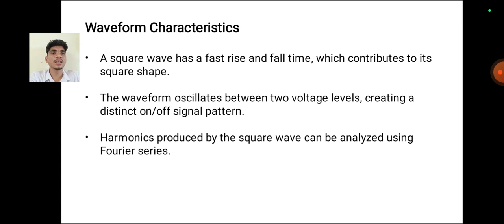Waveform characteristics. A square wave has a fast rise and fall time, which contributes to its square shape. The waveform oscillates between two voltages, creating a distinct on or off signal pattern. Harmonics produced by the square wave can be analyzed using Fourier series.